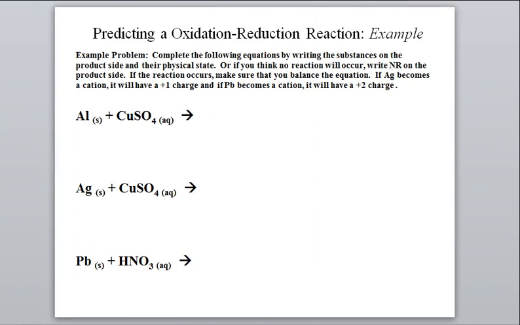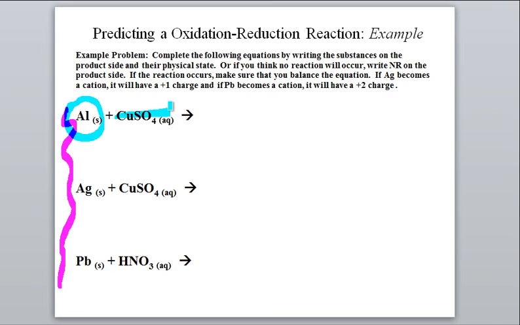So let's do some practice problems. We have 3 potential redox reactions, single replacement redox type, 2 reactants, and if a reaction happens, we'll have 2 products. The first one: if we put aluminum pieces into our blue copper sulfate solution, would a reaction occur? So instead of using zinc in that one laboratory, could we have used aluminum?